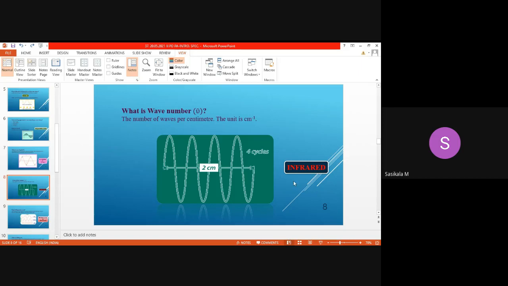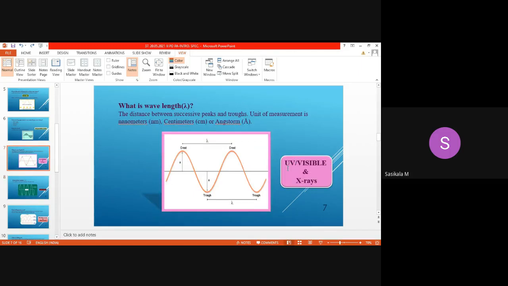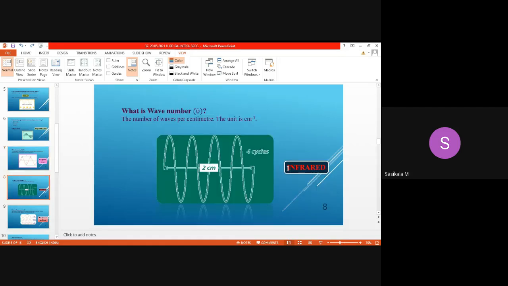Infrared radiation ranges from higher value to lower value, whereas UV and visible are called from lower to higher, like 200 to 400 nanometer, 1 to 10 angstrom. From lower to higher value we represent those, whereas for infrared radiation we represent from higher to lower value, like 4000 centimeter inverse to 667 centimeter inverse, since the unit is centimeter inverse. Okay, this is about wave number.